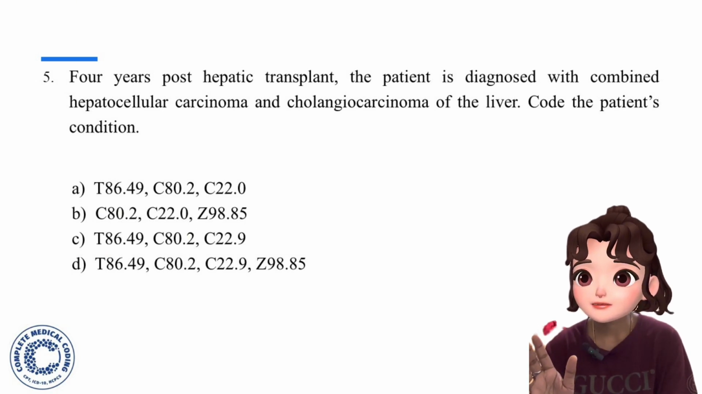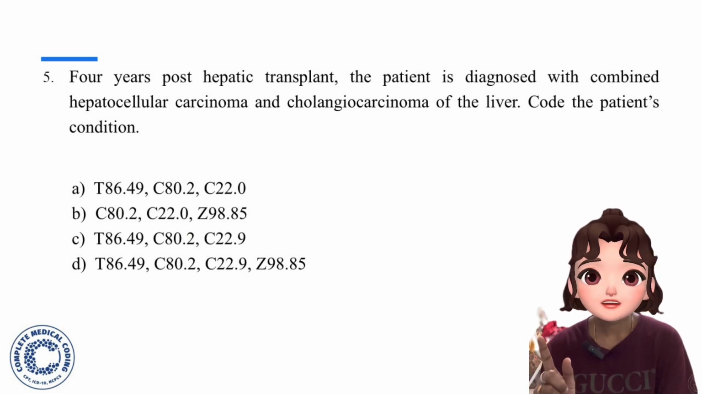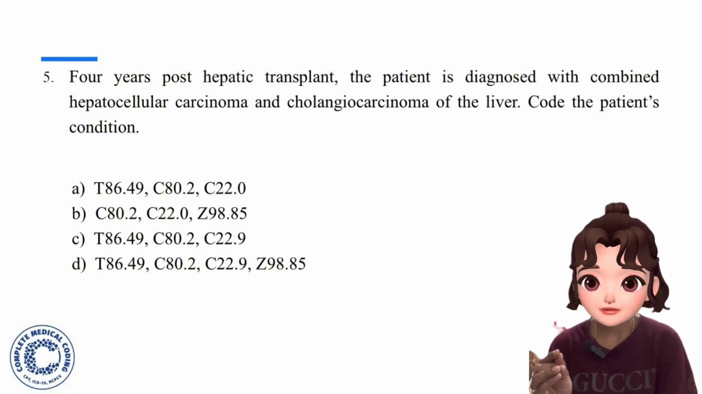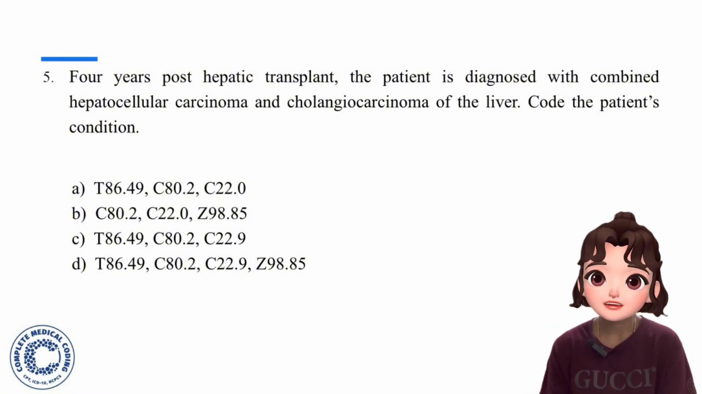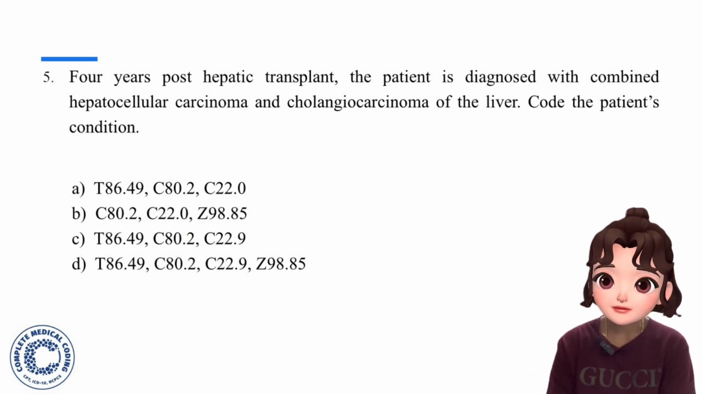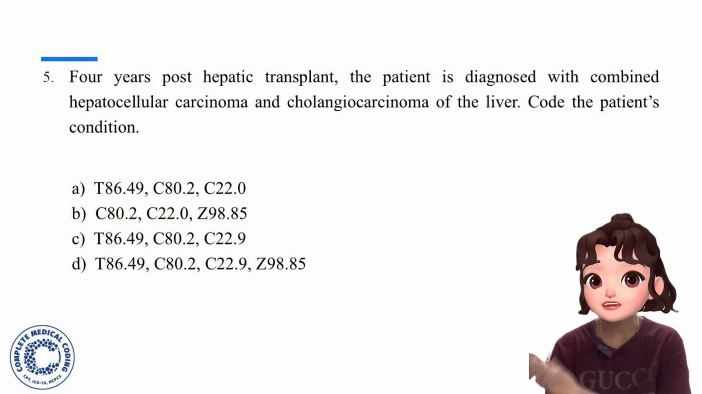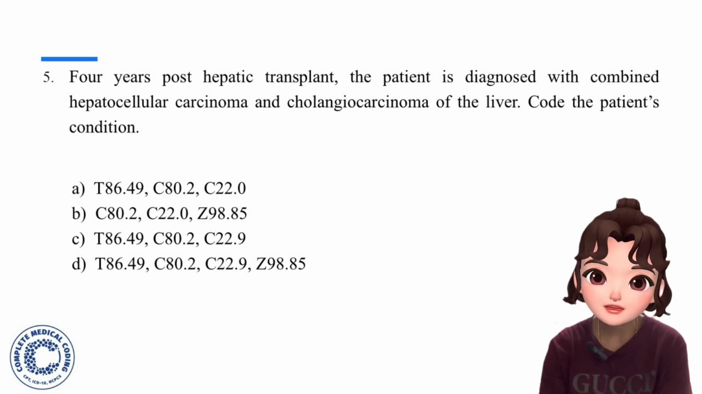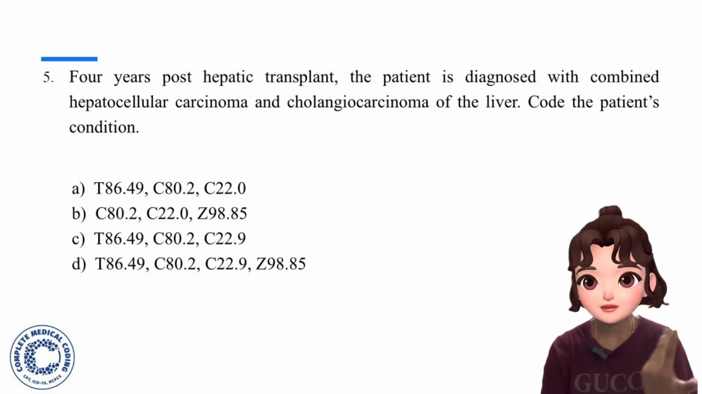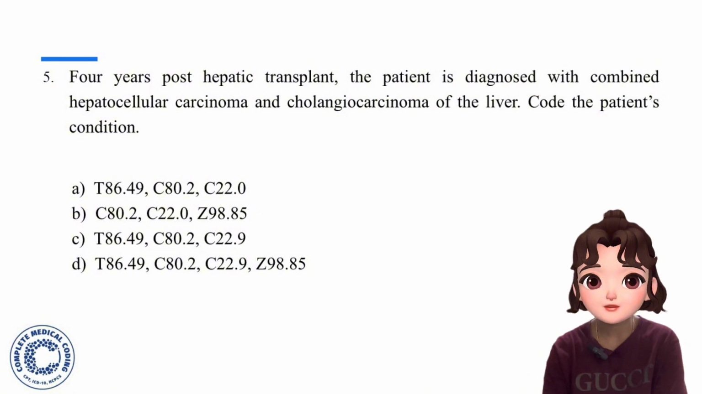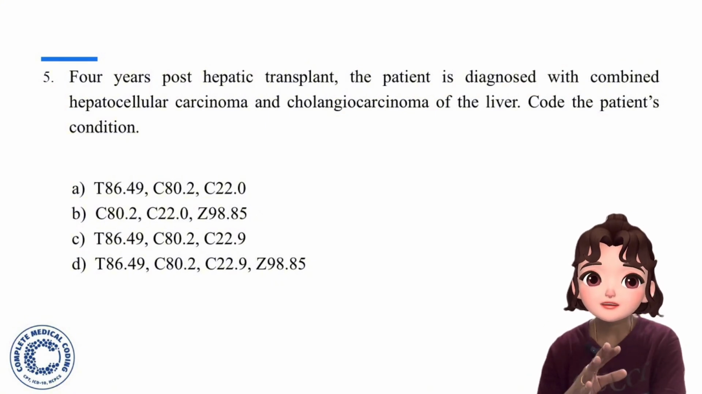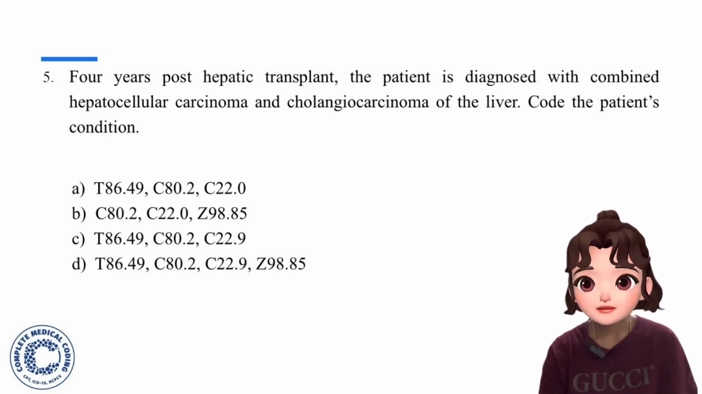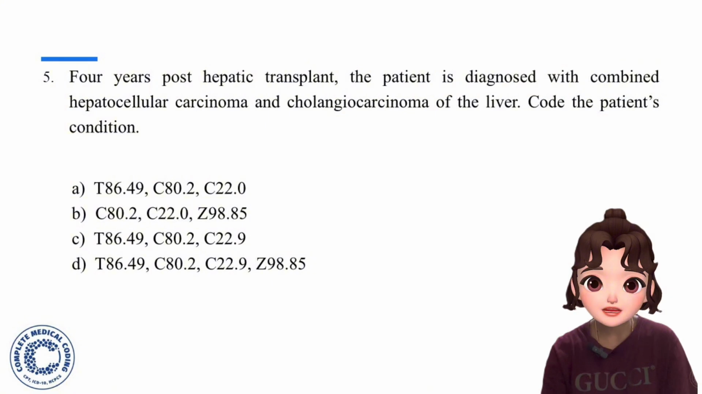But the thing is, the T code should be coded first. The liver transplant should be coded first, and then the other two, C80.2 and C22.0. That doesn't make any difference. If you put it second or third, it doesn't make any difference. So, as I told you, the answer will be option A. No need to go and check the other options. Anyway, the codes are almost the same; only the sequencing is different, and some codes are different. We already got the answer here: option A.